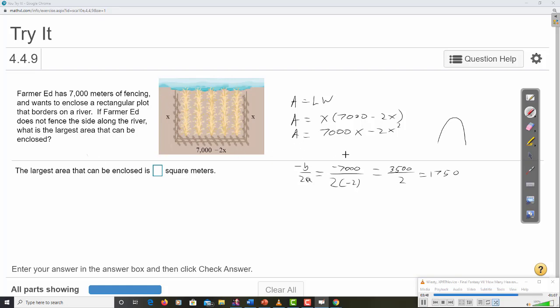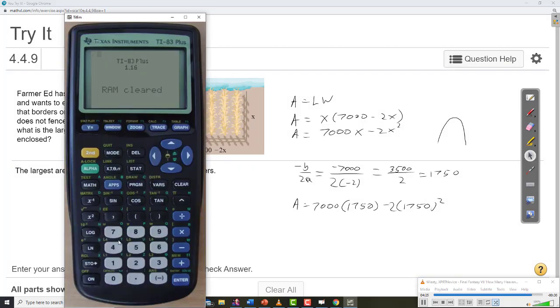We want the area. Well, I could find out what the length is and work from there. I could just multiply them. But also, I've got this formula for it. The area is 7,000 times 1750 minus 2 squared. No. The squared is on the 2. It's minus 2 times 1750 squared. So let's pull up the calculator. 7,000 times 1750 minus 2 times 1750 squared.